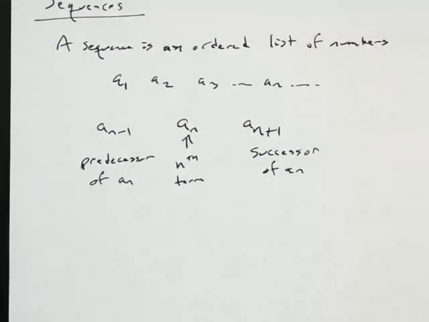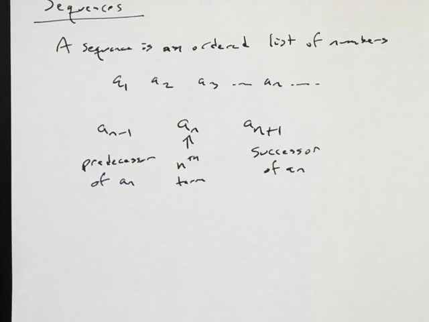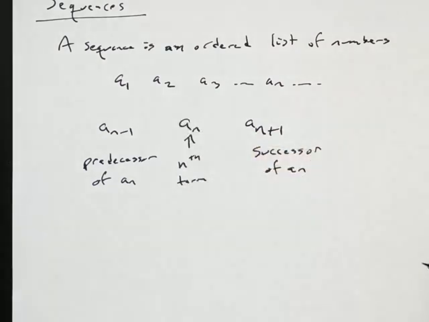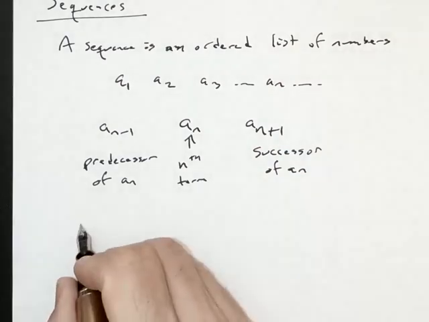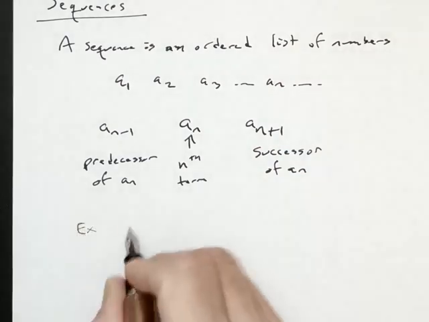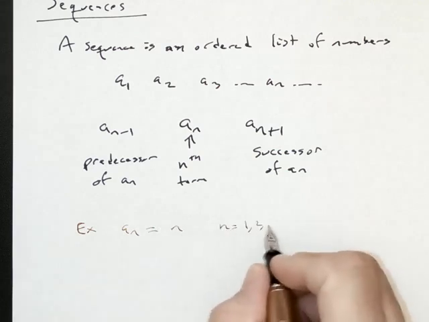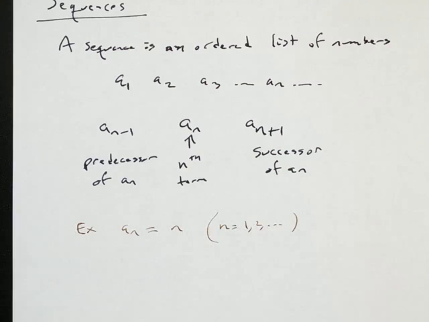If I can, it's nice to define a sequence formulaically. If I can come up with some formula for AN, then I have the entire sequence mapped out in front of me. For example, I can write the sequence AN equals N.